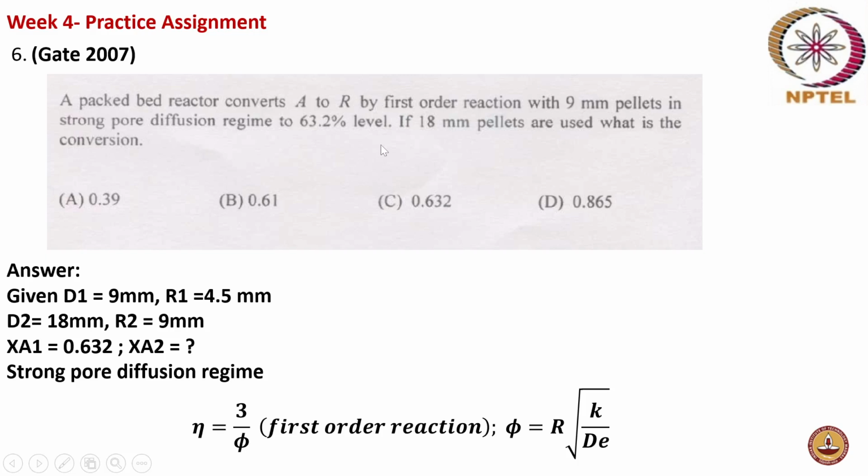So eta is equal to, for strong pore diffusion, when Thiele modulus values are very large, then your effectiveness factor varies as 3 by phi for the first order reaction, and phi is given by R into square root of K by dE, where K is your reaction rate constant and dE is your effective diffusivity and R is your radius.